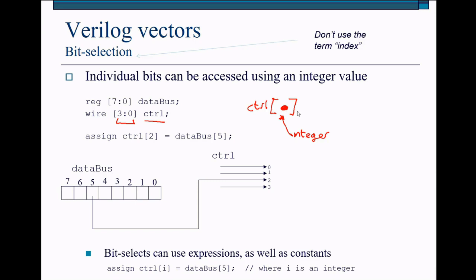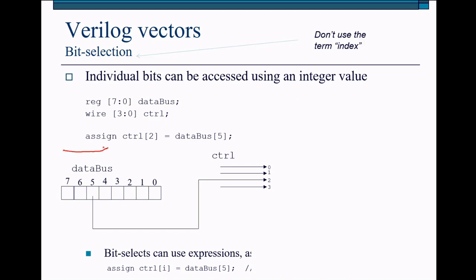The value between square brackets must be an integer, but it can be an integer expression. It does not have to be a constant. So for example, we could have assigned control bracket I close bracket, where I is an integer. But for the coming weeks, we'll normally use an integer constant when accessing a bit within a vector. The example shown here drives a value onto the wire at bit position 2.